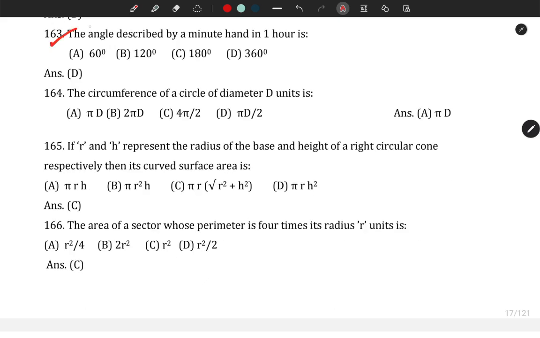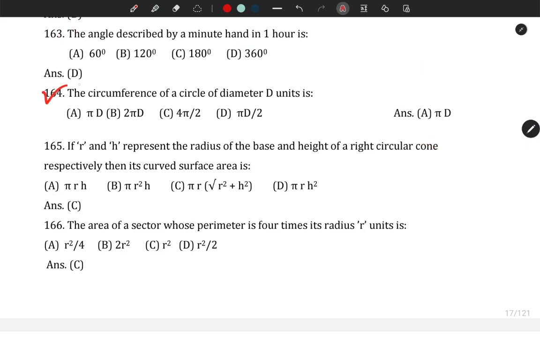Next, the angle described by the minute hand in 1 hour. If we draw it, supposing there's a minute hand which is at 12, in 1 hour it will go one complete round and will come back to the same place. So the total angle described in 1 hour will be 360 degrees. So the answer is 360 degrees.